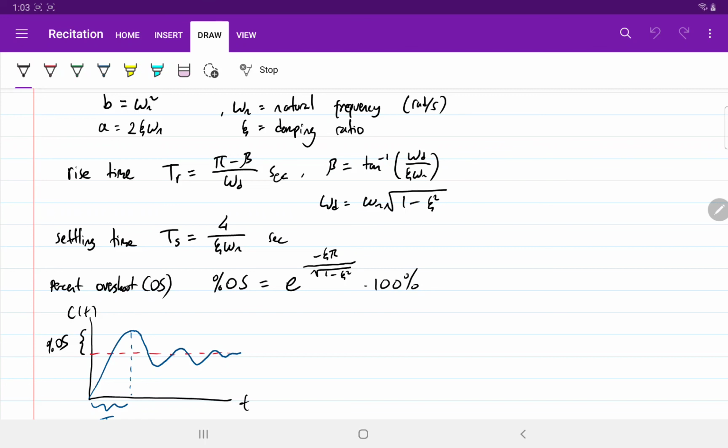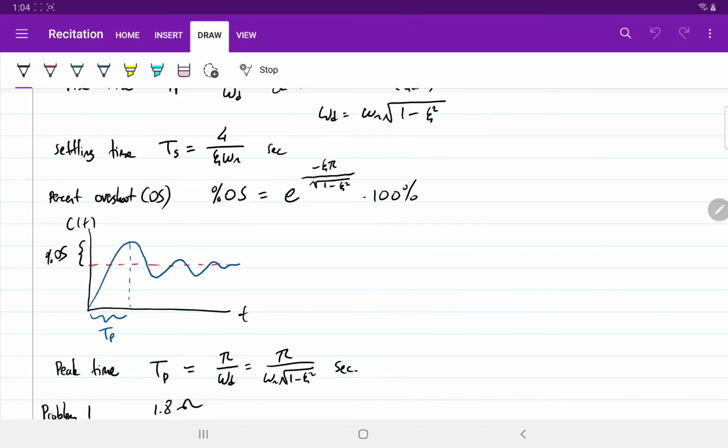So for example, if the percent overshoot is 50%, then it will rise around 50% more than its steady state value. Okay, and the percent overshoot can be computed using this formula: e to the power minus zeta pi over square root of 1 minus zeta squared, times 100%.